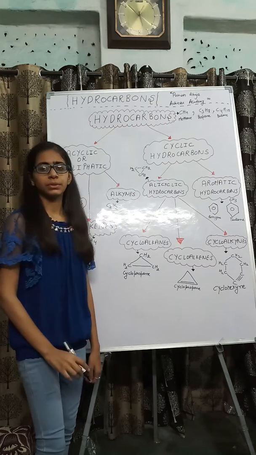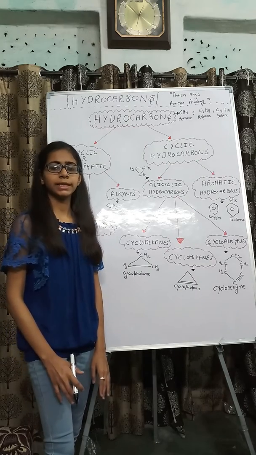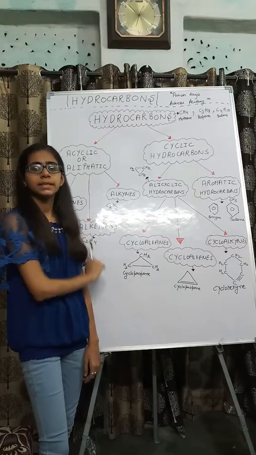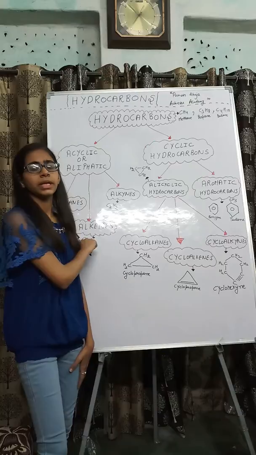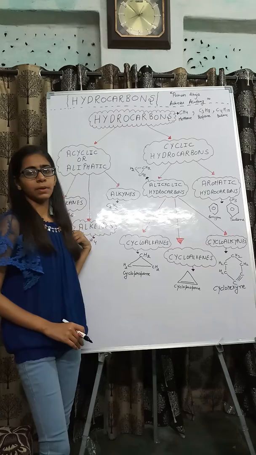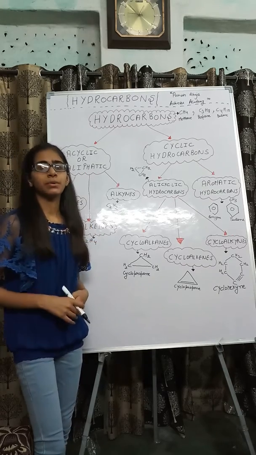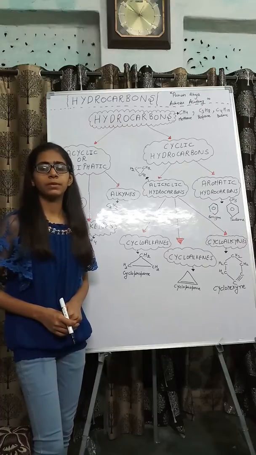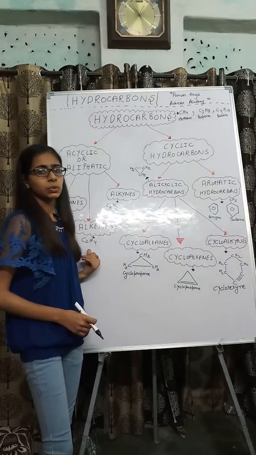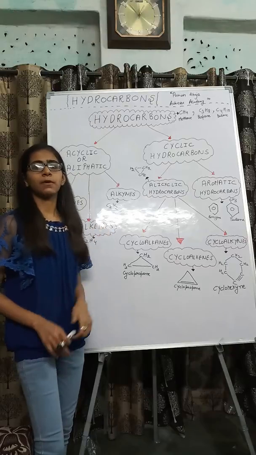Alkanes are those types of hydrocarbons which contain only single bonds in their compounds. For example, C2H6, that is ethane, as this compound contains only single bonds. So this is an example of alkane. Next is alkenes. Alkenes are those types of hydrocarbons which contain a double bond between carbon atoms. For example, ethene, and its formula is C2H4, as it contains a double bond between carbon atoms. So this is an example of alkene.